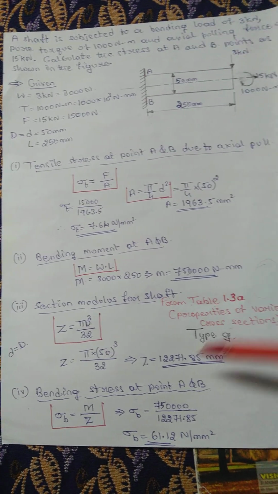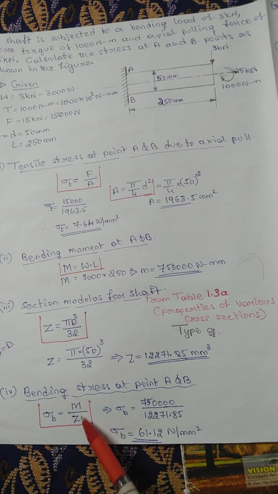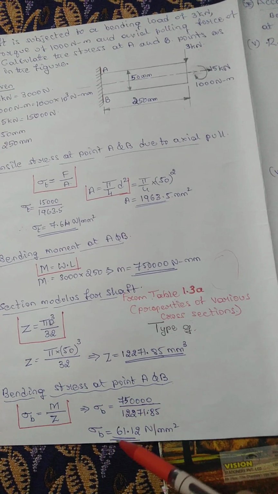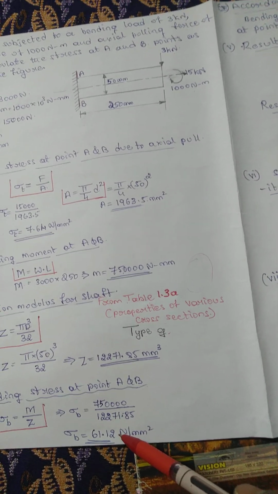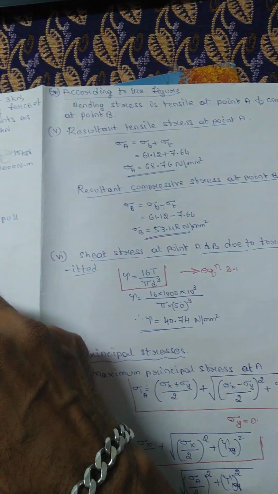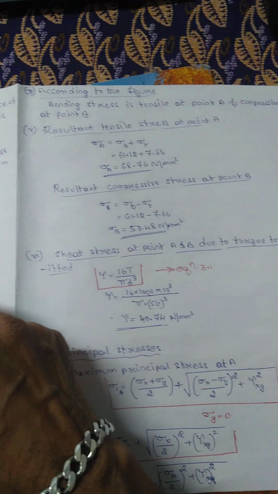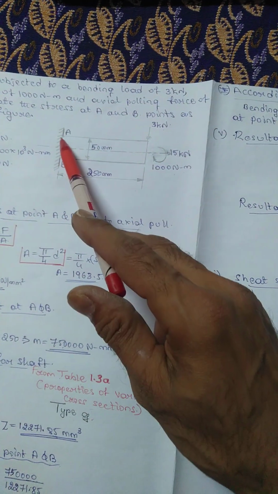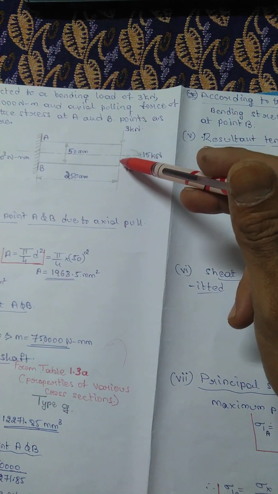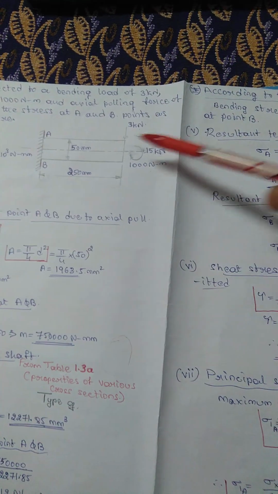And the next step is bending stress at point A and B. The bending stress sigma B is equal to M by Z. So sigma B is equal to 61.12 newton per millimeter square. Next, according to the figure, bending stress is tensile at point A and compressive at point B. See here, bending stress is tensile at A and compressive at B. When this load is acting on this end, it will be pushed down. So A will be tensile and B will be compressive.